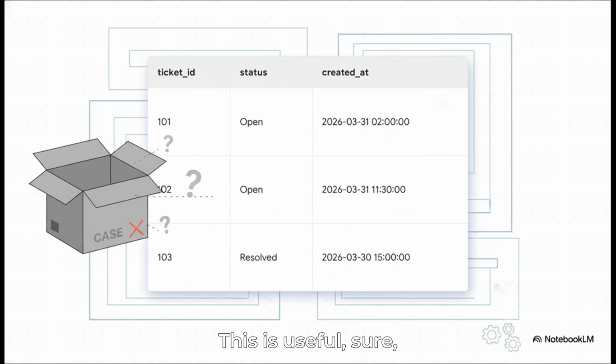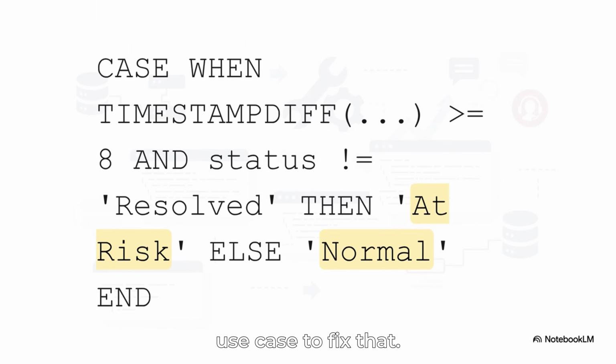This is useful, sure, but it doesn't scream, "Hey, look at me, I need attention right now." And here is how we use CASE to fix that. We're telling the query, okay, when a ticket is more than 8 hours old and its status is not resolved, then label it at risk. For everything else, just label it normal. And this creates a brand new temporary column called breach risk.